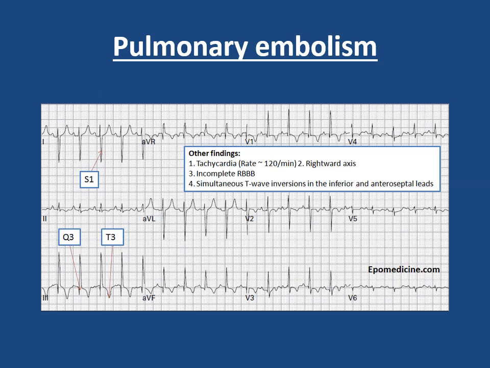The ECG findings in pulmonary embolism include the S1Q3T3 pattern, which means a deep S in lead 1, a pathological Q wave in lead 3, and an inverted T wave in lead 3. The other findings include sinus tachycardia, right axis deviation, incomplete right bundle branch block, and T wave inversion in the inferior and anteroseptal leads. New onset atrial fibrillation could be the first sign of pulmonary embolism in hospitalized patients.